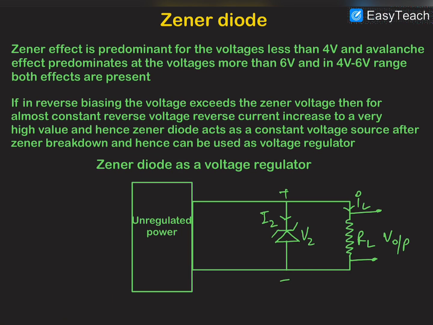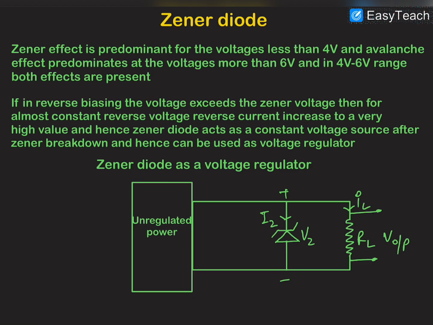Now the Zener effect is predominant at reverse voltages less than 4 volts, and the avalanche effect predominates at voltages more than 6 volts, and between 4 and 6 volts both effects are present. So in reverse biasing, the Zener voltage is almost constant, and the current increases to a very high value for a constant value of reverse voltage. Therefore the Zener diode can be used as a voltage regulator in many applications.